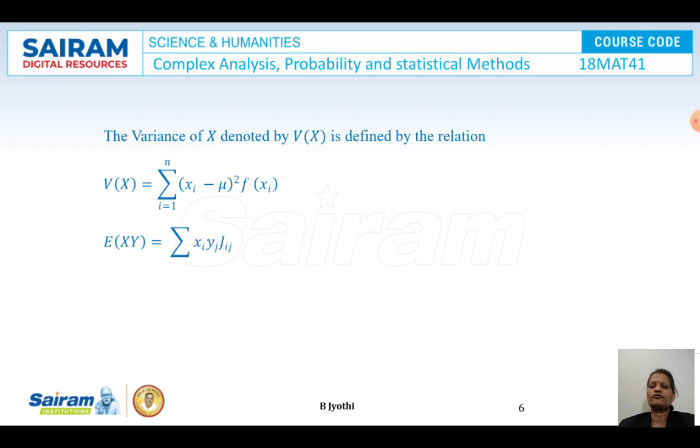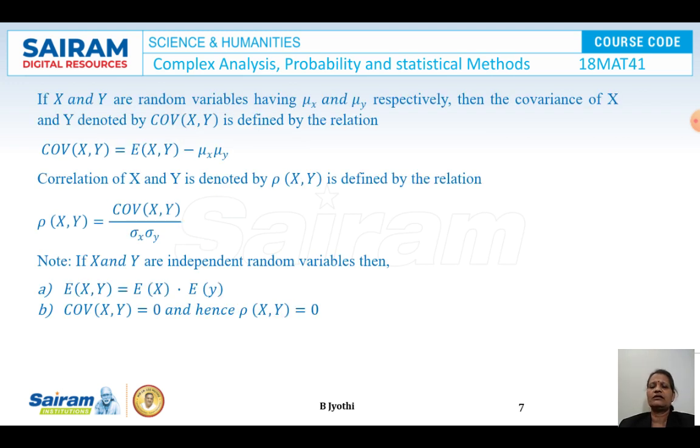The variance of x is denoted by V(x). It is defined by the relation V(x) is equal to the summation from i equal to 1 to n of (xi minus mu) whole squared into f(xi), where E(xy) is given by the summation of xi yj into jij. If x and y are random variables having mu x and mu y respectively, then the covariance of x and y, denoted by COV(x,y), is defined by the relation covariance of xy is equal to E(xy) minus mu x mu y.